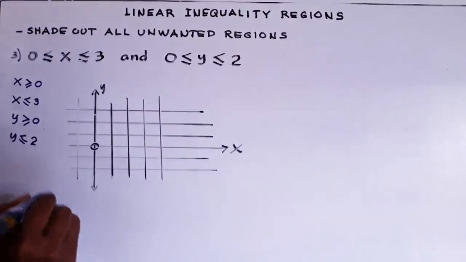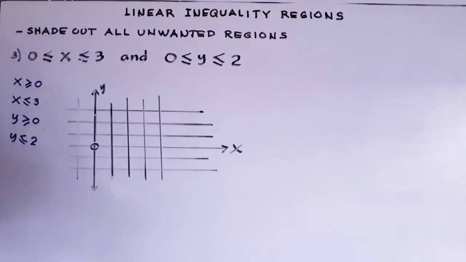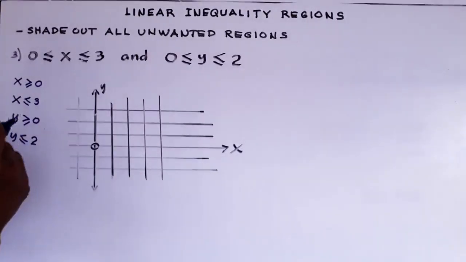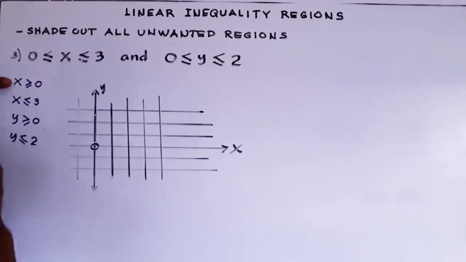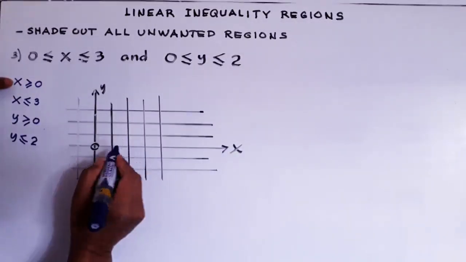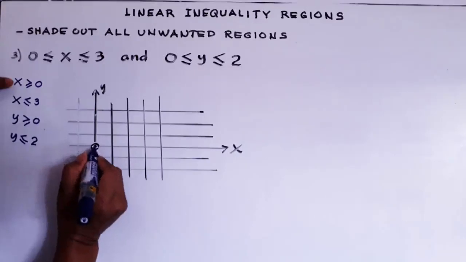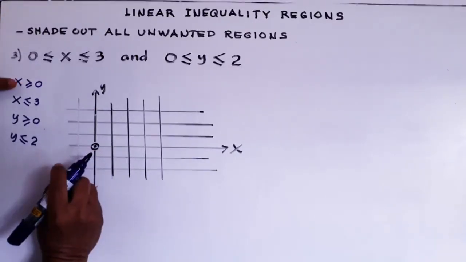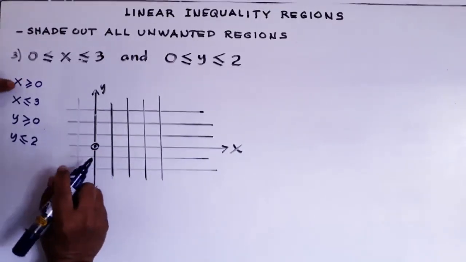Okay. So we are going to plot 4 lines here. And we are going to shade the unwanted region. Okay, let's start with x is greater than 0. So we are going to find the 0 on the x-axis. Where is the x-axis here? It's here. So 0, 0 is here. So that is greater than, x.